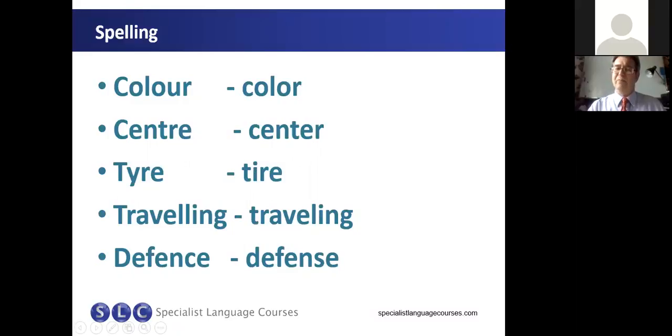Here's an interesting one. Traveling. Yet in American English, they drop an L. Not sure why that is. When we've got this pattern at the end of a word, consonant, vowel, consonant, and when we're extending the word with either ing or ed, then we double the final consonant. So consonant, vowel, consonant, CVC, double the final consonant, then add the ed or ing. That's the rule for British English.